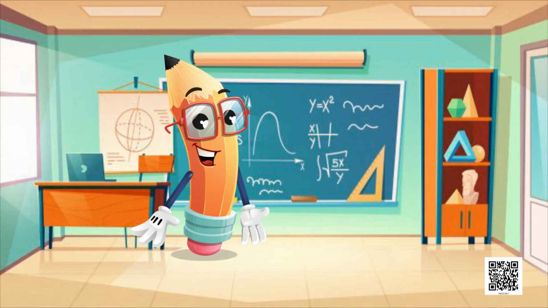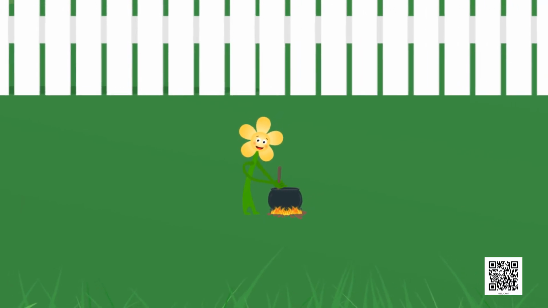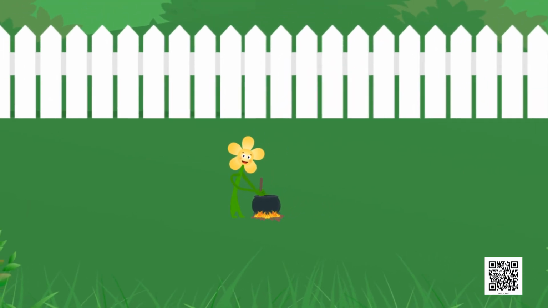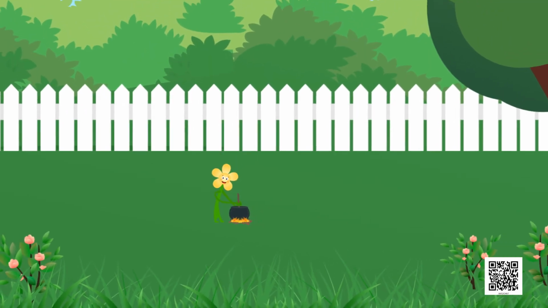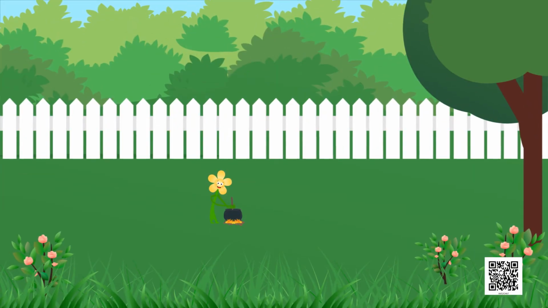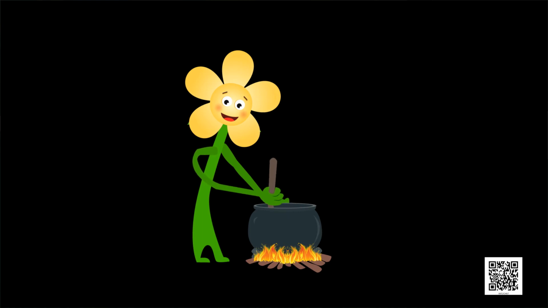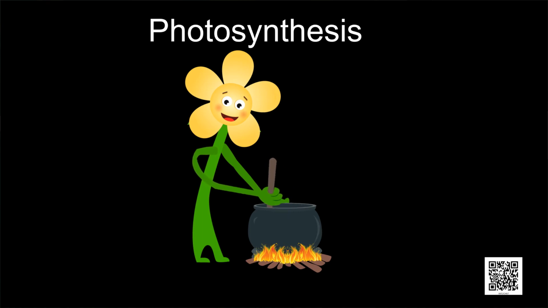Children, do you know how plants prepare their own food? Have you ever prepared your own food? Do you know even the smallest plant prepares its own food? The process through which plants prepare their own food is called photosynthesis. Let us know about this process and how it takes place.